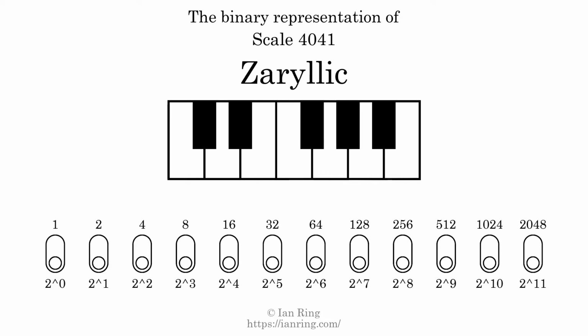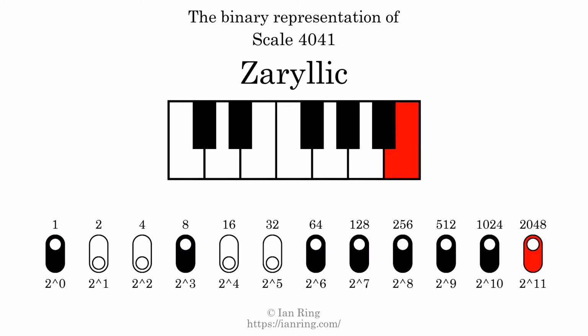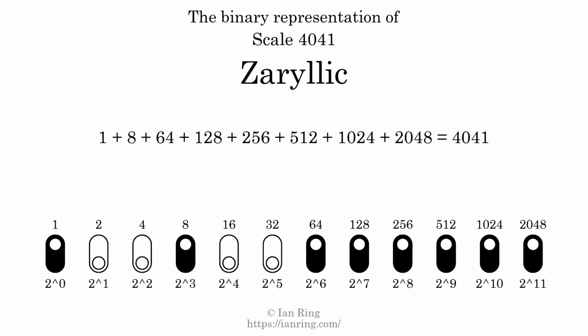The binary representation of this scale is determined by mapping tones of the scale to binary digits. Each binary digit represents a power of 2. To get the scale number, we add the powers of 2 together. The powers of 2 that are present in the scale, all added together, equals 4041. That is why the scale number, in decimal, is 4041.